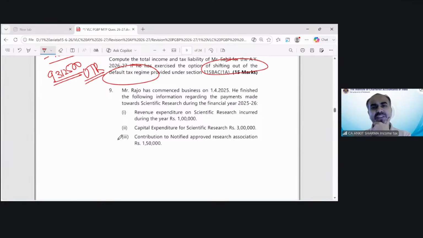Mr. Raju has commenced business on 1st April 2025. He furnished the following information regarding the payments made towards scientific research during the financial year. Revenue expenditure on scientific research.